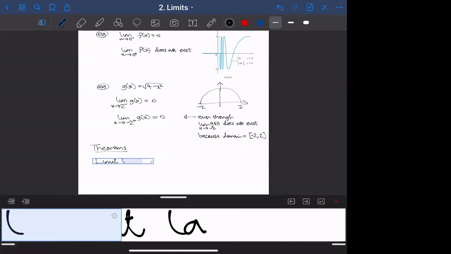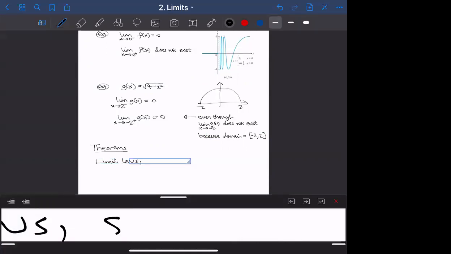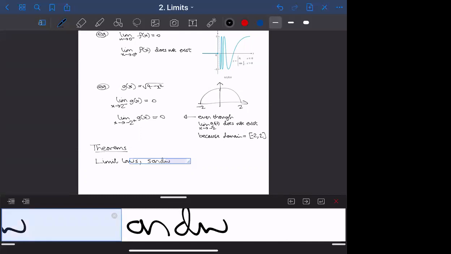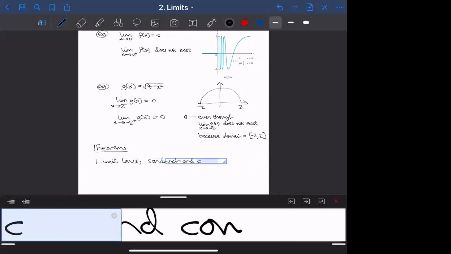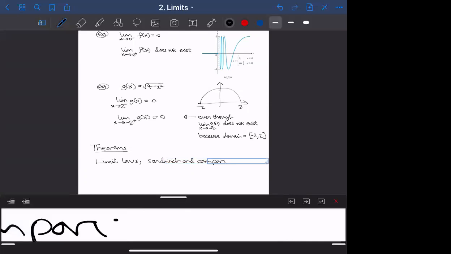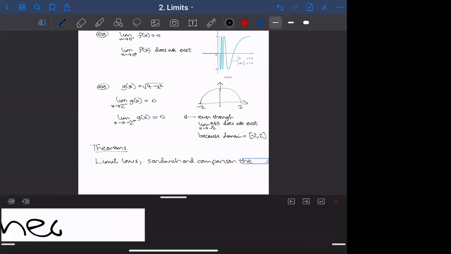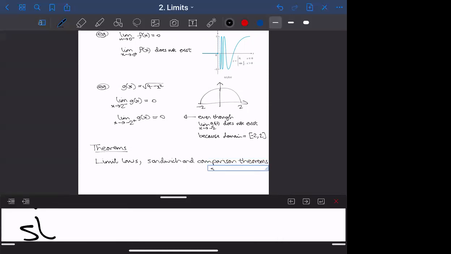So limit laws, sandwich and comparison theorems, these still hold.